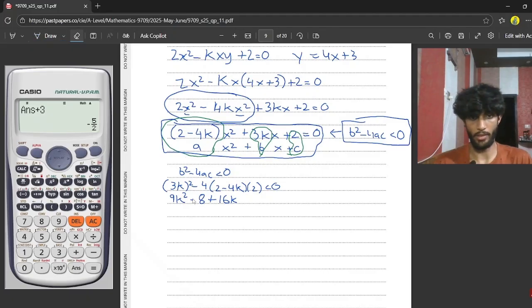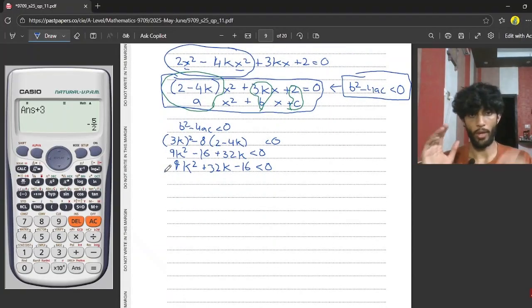Wait, I sort of messed this up. What I can do is multiply this 2 right over here with this 4, and right off the bat I'll get negative 8 to start off with. Then negative 8 times 2 is negative 16. Negative 8 times negative 4 is negative 32. So that's going to be positive 32k. All of this has to be less than 0. So this is 9k squared plus 32k minus 16 is less than 0.